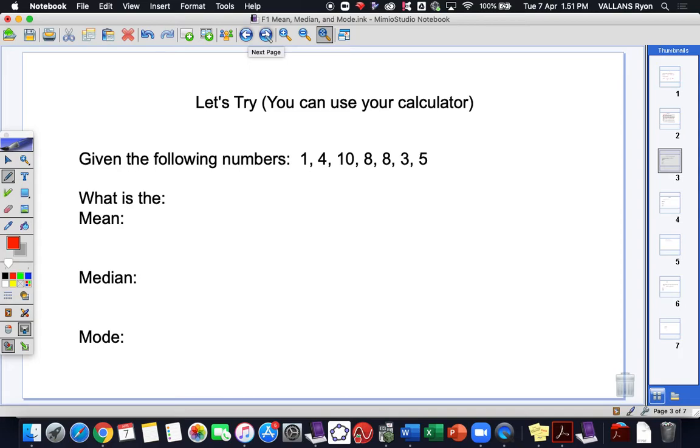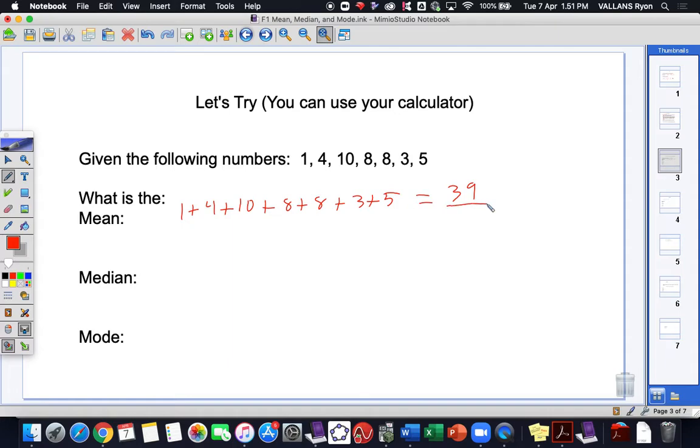And we'll use a calculator on this. So the first one is if I want to do the mean, I want to take 1 plus 4 plus 10 plus 8 plus 8 plus 3 plus 5. Doesn't matter on the order on that one. Add those up. What is that? 31, 34, 39. Let me just double check. 15, 23, 31, 34, 39. 39, if I add them all up.